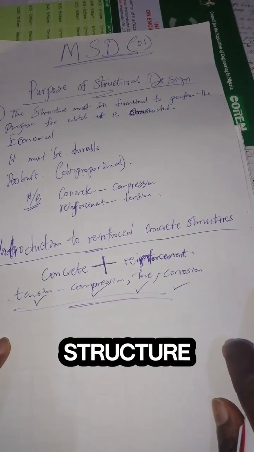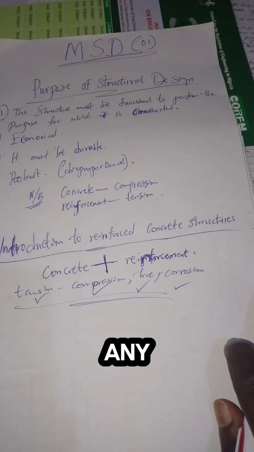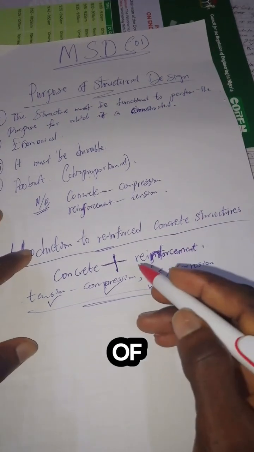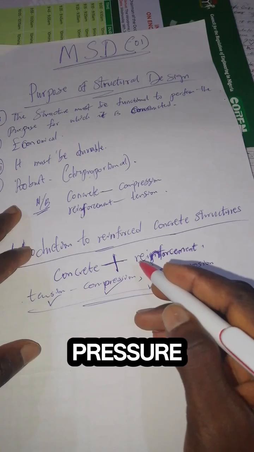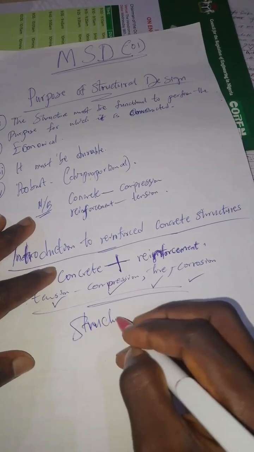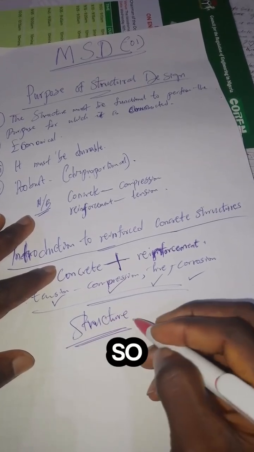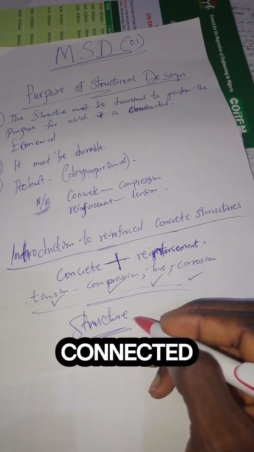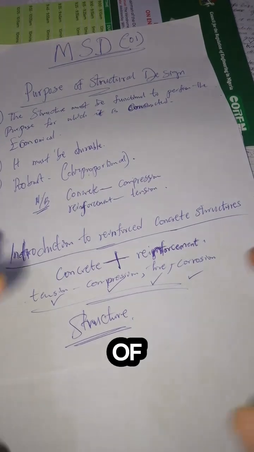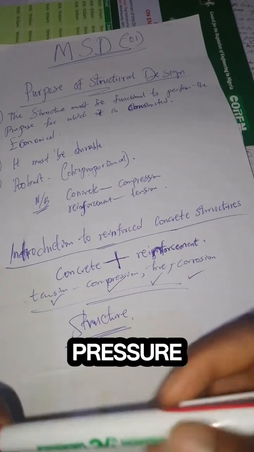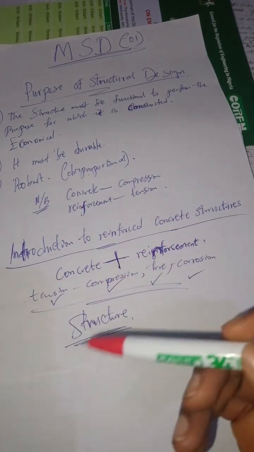So what is a structure? A structure is any set of components connected together with the sole aim of resisting the effect of an applied load or pressure without failure. That is a structure.